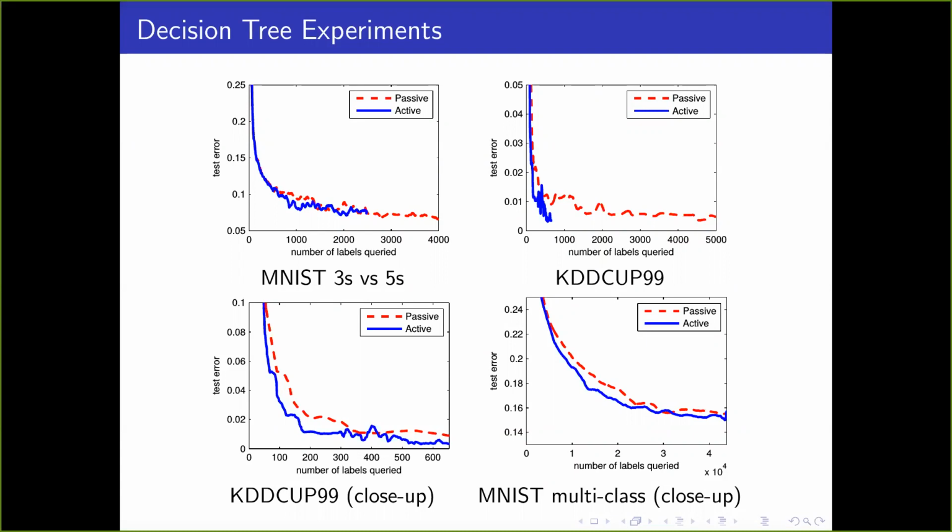So in the case of the KDD Cup, it actually sees all the data, because the plot line for the active learner continues all the way, like 600. No, this is a close-up. Look at the number of labels queried. It's just a close-up of what it looks like from 0 to 700.